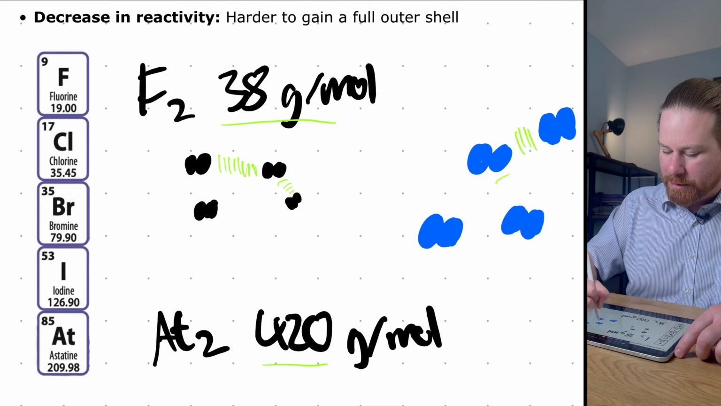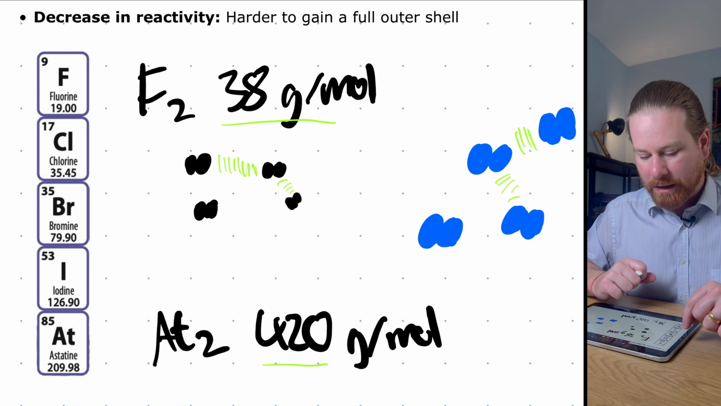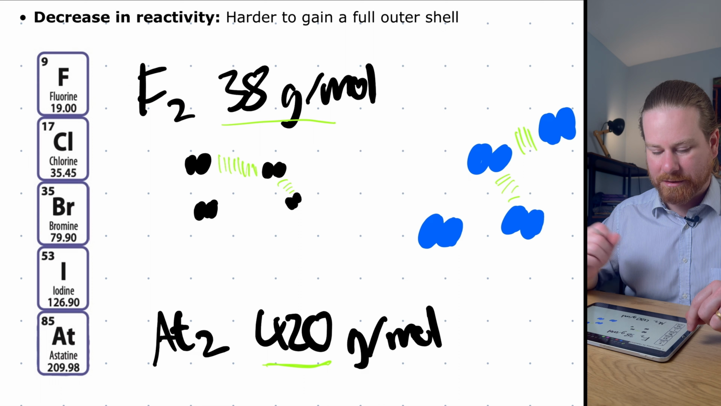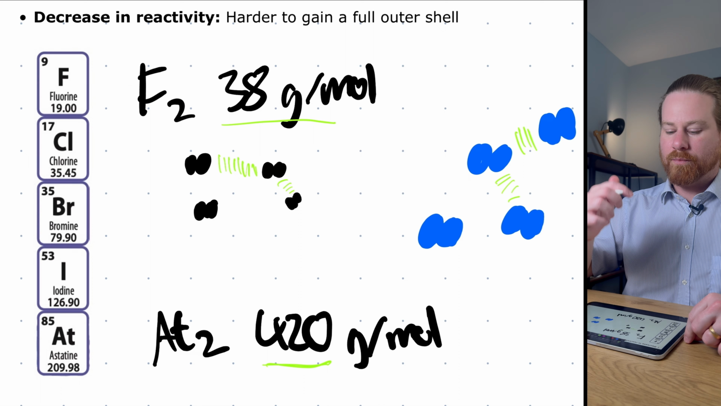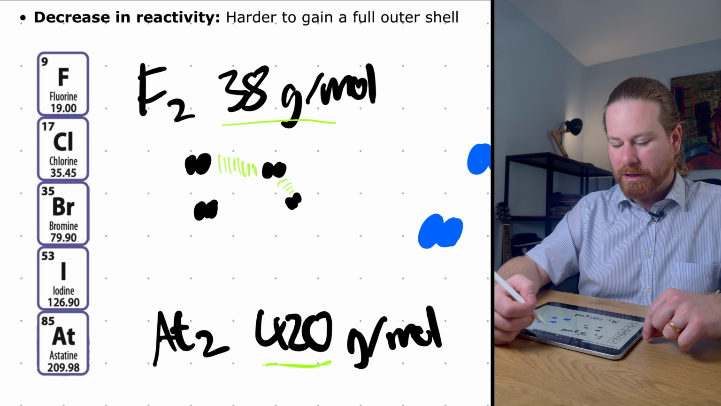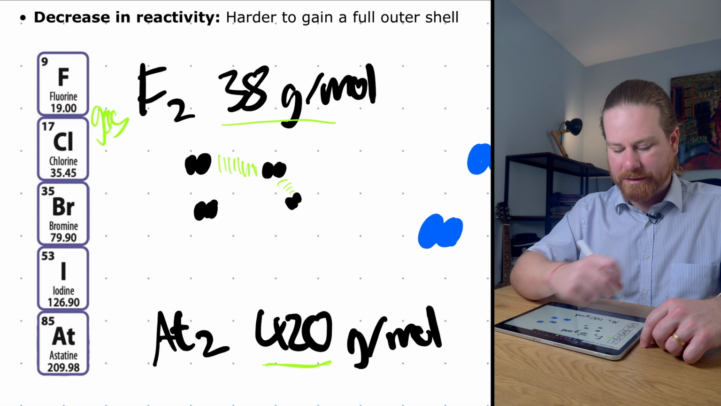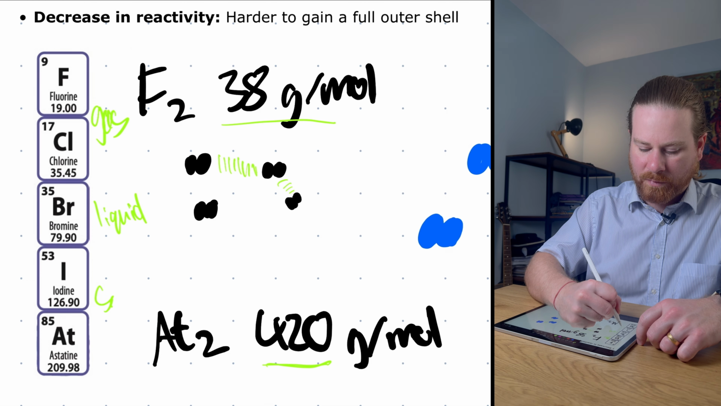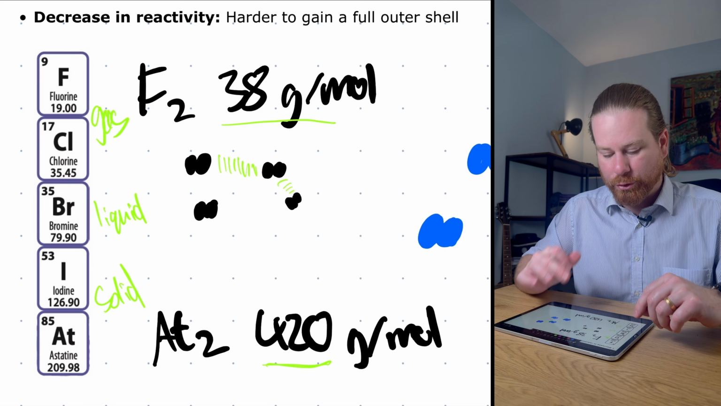So these intermolecular forces between the astatine are much greater compared to the fluorine, and again it's all linked to the mass number. And we can see this in the trends in the melting and boiling points. So we start off with gases, so fluorine and chlorine are gases, then we end up with a liquid, and then the bottom two elements are solids at room temperature.